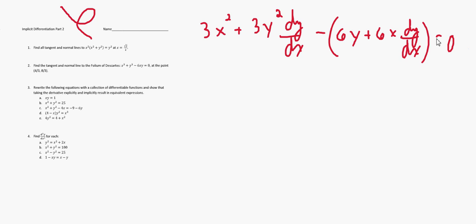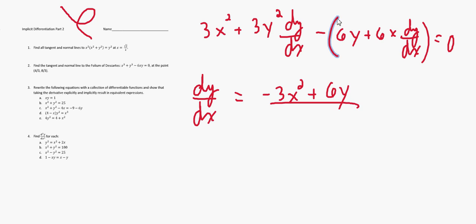dy dx equals 0. And simplifying that down, we get dy dx is equal to negative 3x squared plus 6y over, because we're going to add 6y over to here, and divide by 3y squared minus 6x. There we are. And we're going to use this to find the slope. We know the point, we just need to know the slope of this tangent line. So we're going to plug in 4/3 and 8/3 and simplify down. It's going to be a little bit of work.